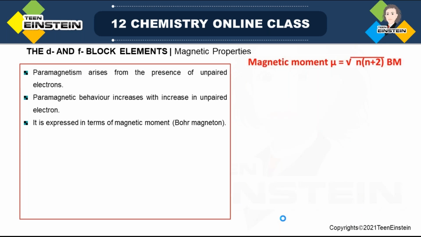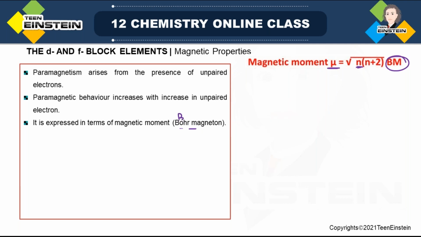Now magnetic properties are denoted by the mu value, which is known as magnetic moment, and that is equal to root over n into n plus 2. The unit is Bohr magneton. Now what is n? n is nothing but the number of unpaired electrons. So if you know the number of unpaired electrons, just use this formula and you can get the value of magnetic moment. Paramagnetism arises from the presence of unpaired electrons, and the higher the number of unpaired electrons, that means when n is very high, obviously the mu value will also increase.